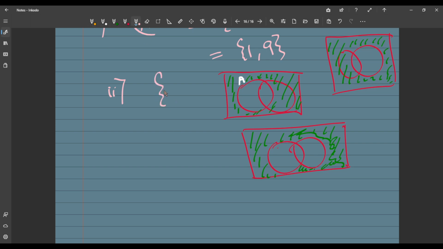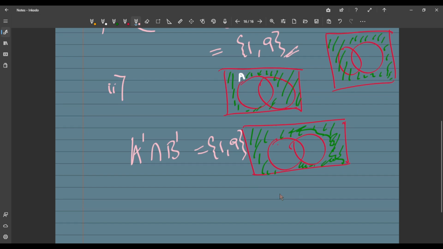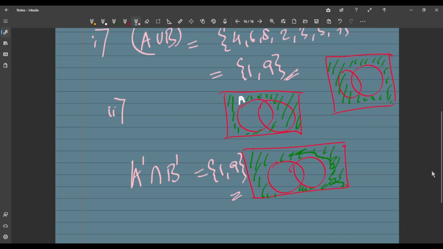So again, this is suggestive that we'll get the same answer. I'll write the whole thing. So A complement intersection B complement would be 1 and 9. This is the same as this thing. So maybe this is not a coincidence that we got.